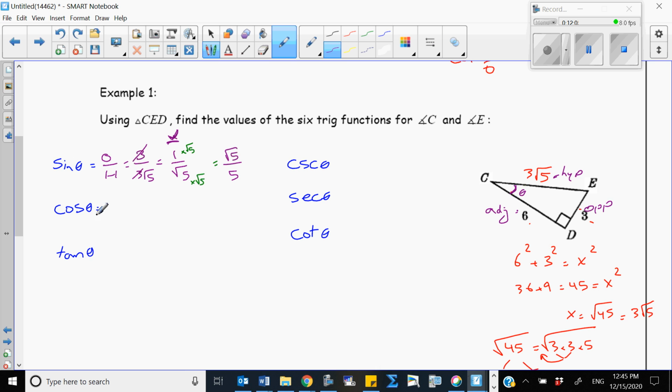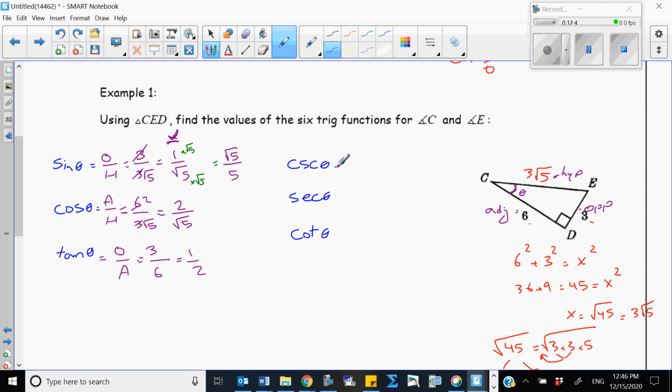What is cosine? We know cosine is adjacent over hypotenuse. Adjacent side is 6. Hypotenuse is 3 radical 5. And if I simplify, 6 divided by 3 is 2, so it's 2 over radical 5. Tangent is opposite over adjacent. Opposite is 3 and adjacent is 6. So this will be 1 over 2.